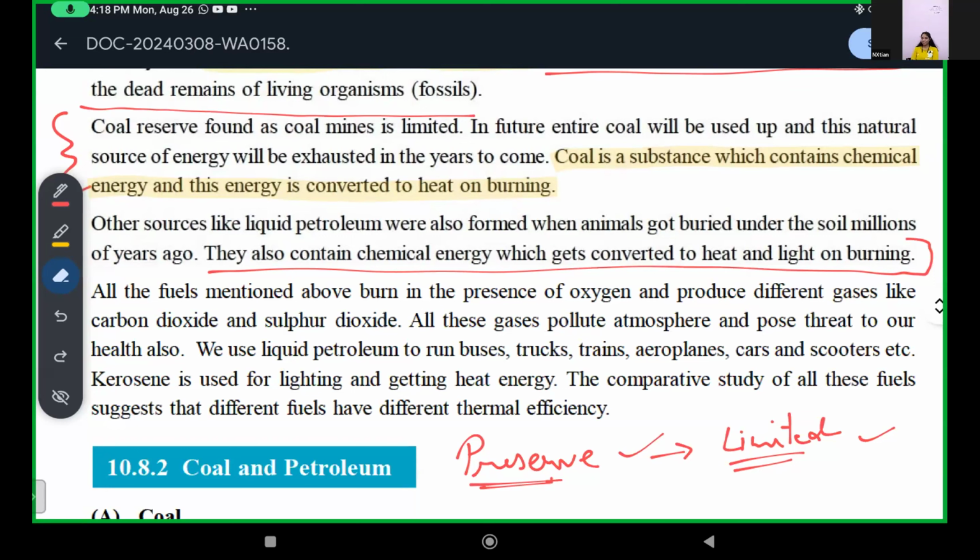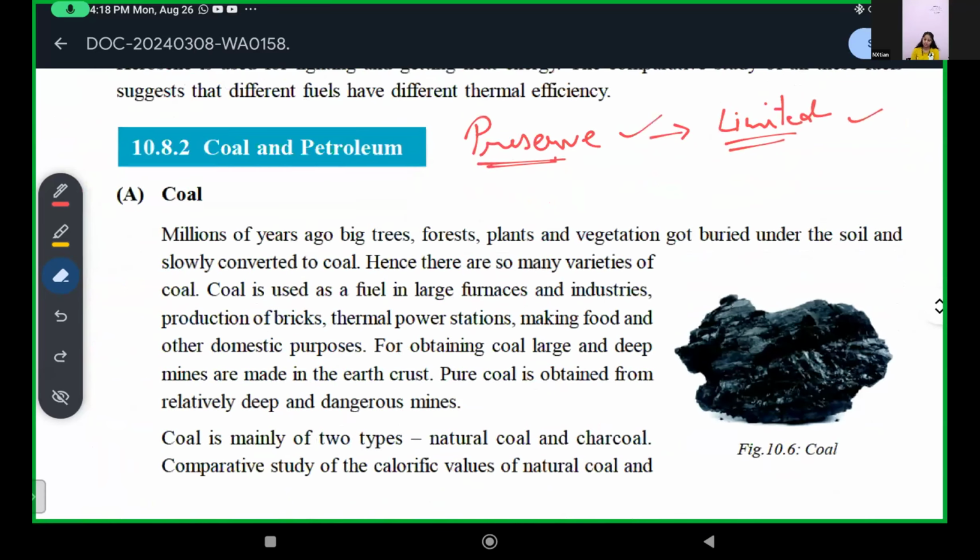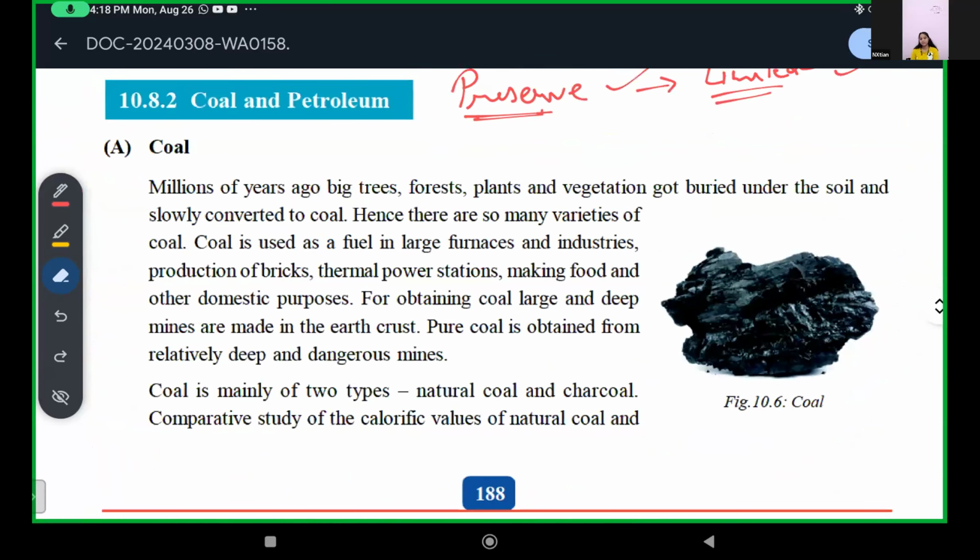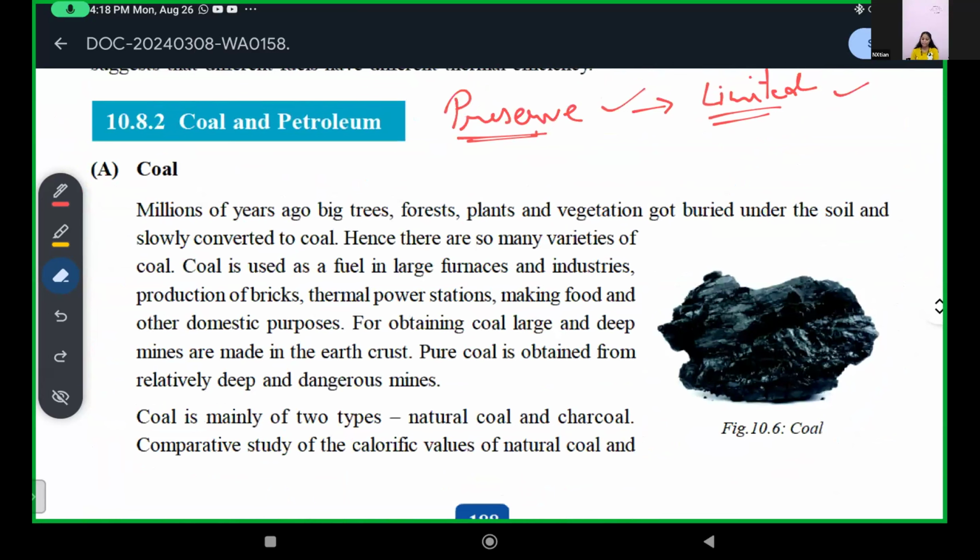Okay, how well it burns. That is thermal efficiency. So for different fuels, that thing is different. Thermal efficiency is different. Then let's talk about some fuels. We have coal and petroleum.